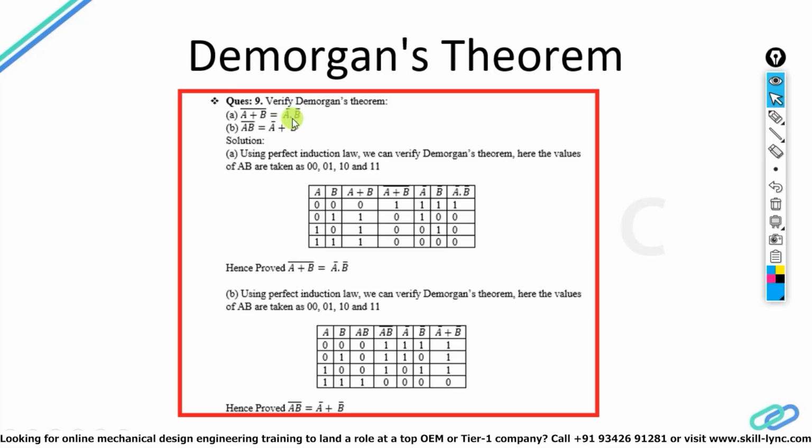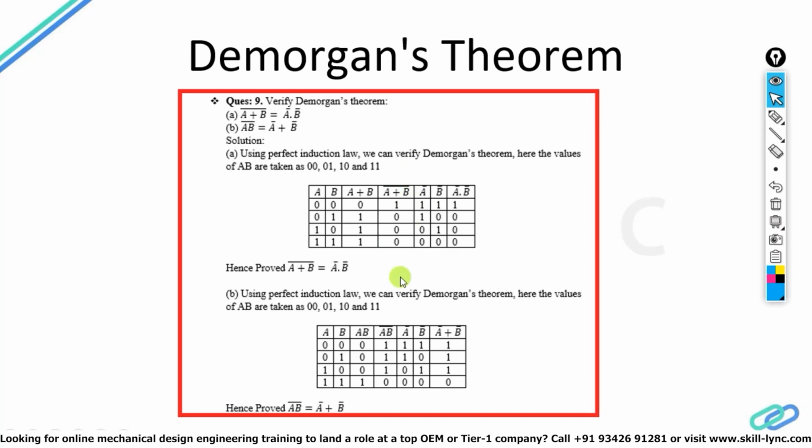RHS says A bar into B bar. Now come to the column of A, where we have taken the values 0, 0, 1, 1. Now in A bar it will become 1, 1, 0, 0. And in B bar it will become 1, 0, 1, 0. Okay. So A bar into B bar will become 1, 0, 0 and 0. This is what we are getting when we are doing (A plus B) whole bar.